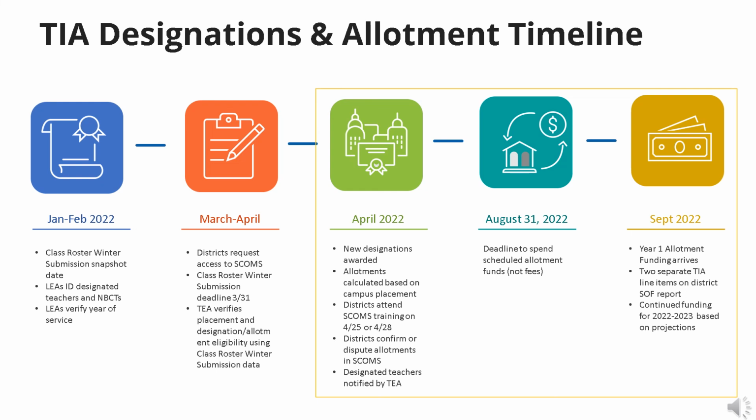Turning back to our timeline slide, I want to emphasize that planning now and over the coming weeks will set your district up for success when it comes to receiving the TIA allotment and spending it on teacher compensation. As a reminder, you'll get notified about the final generated allotment amount through SCOMS in April and have until August 31st to spend those funds on either teacher compensation or some other allowable expenditure.